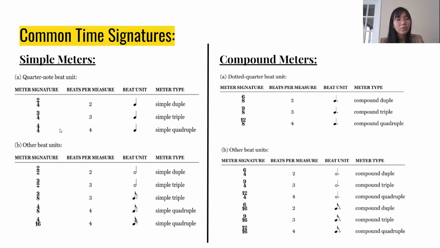And the two most common meters in the simple meters are 4/4 and 2/2. Sometimes you will see 4/4 as a C, and it's called common time. And sometimes you'll see 2/2 as a C with a slash through it, like a cut C, and that's called alla breve or cut time.